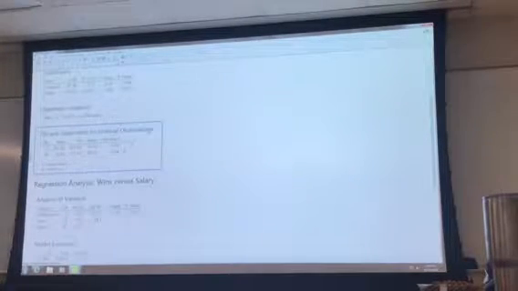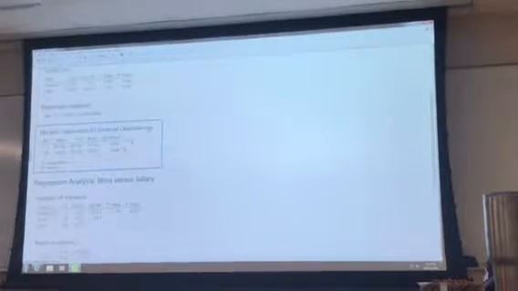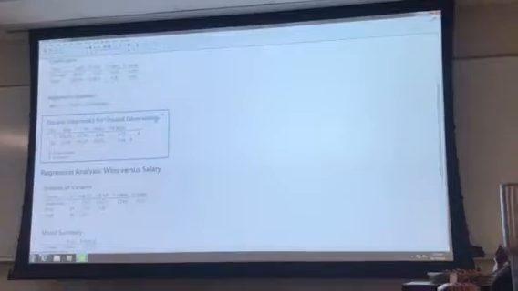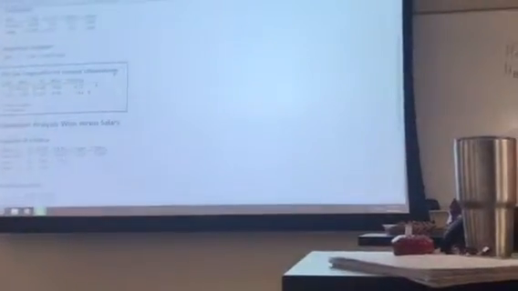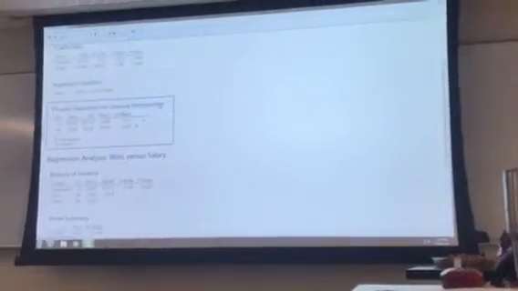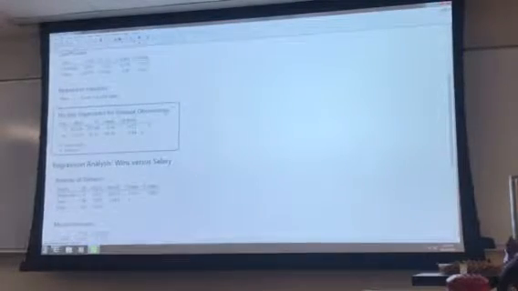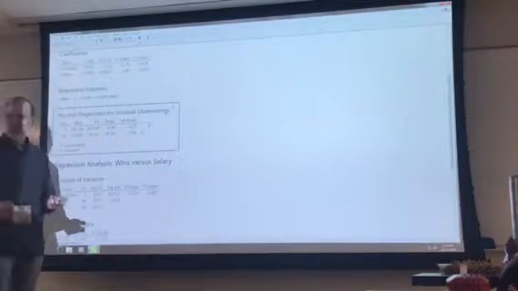But let me tell you, don't do this on the test. If I ask you what is unusual about observation 30, do not tell me it has a large residual. That just proves you can read. What does a large residual mean? What is a residual?